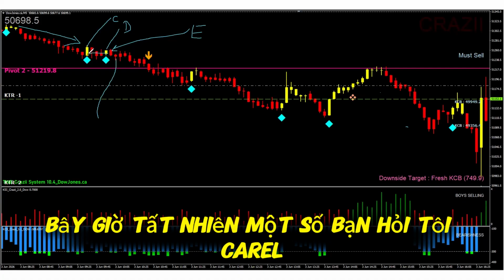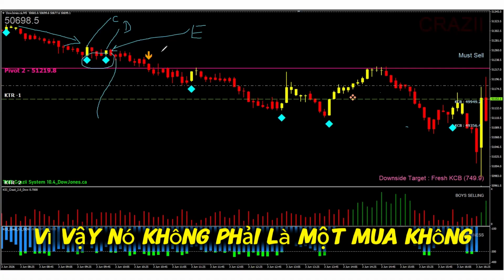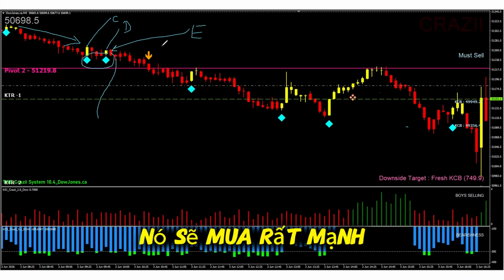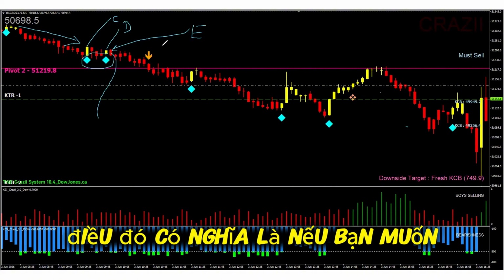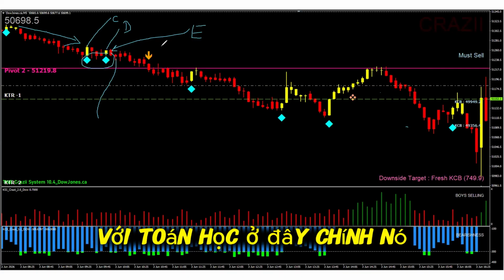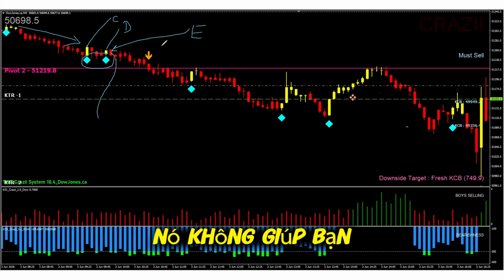Now, for some of you who care: wait a minute, that is a double diamond, so isn't it a buy? No. I already said that when a double diamond happens, it will make a buy very strong, but it's not a buy. Can you understand this? That means that if you are doing very well or not so well with, for example, maths, you just need to put in more effort. Copying someone doesn't help.